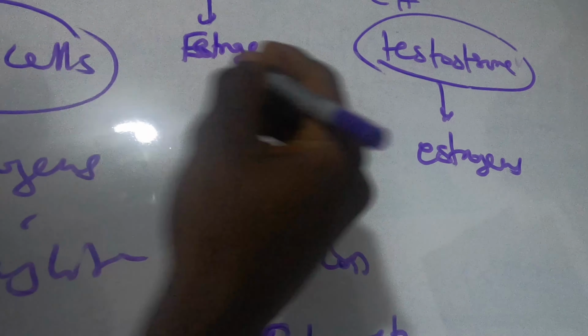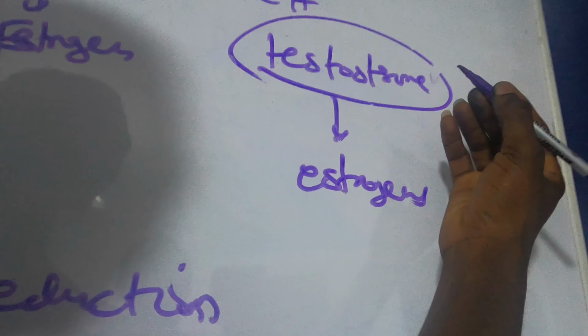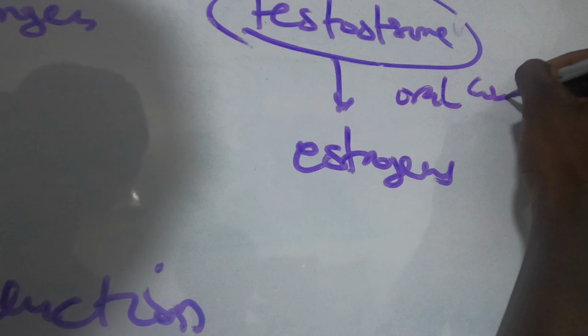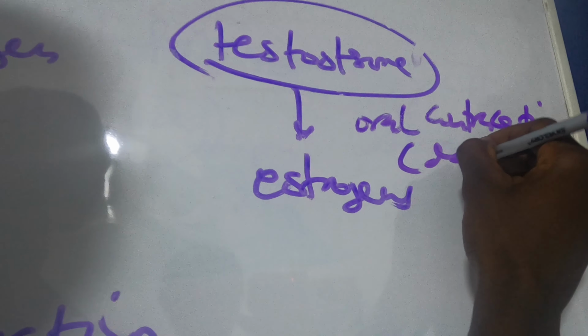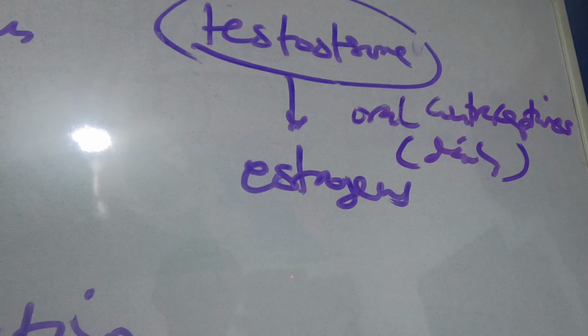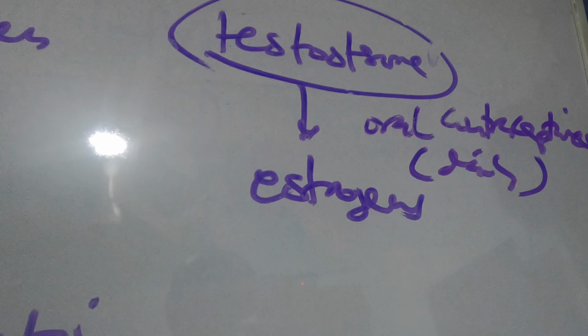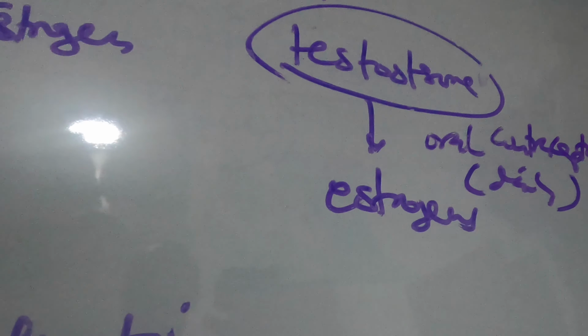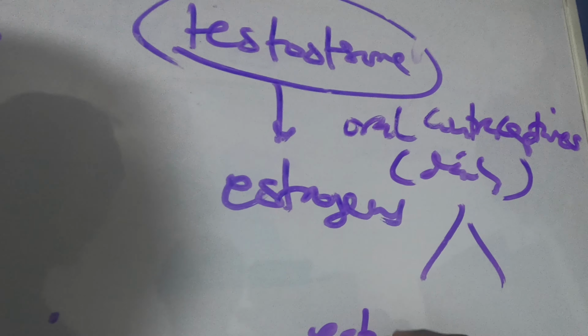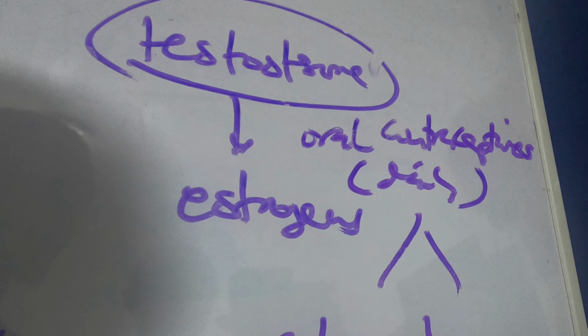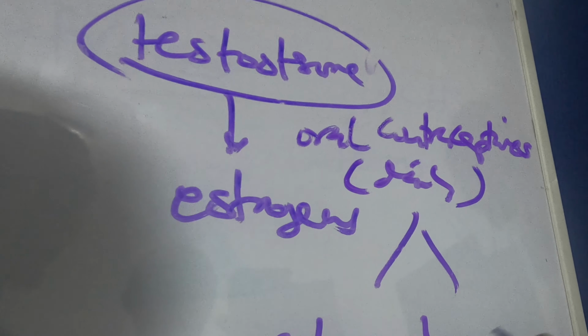And one of the main drugs that has been used over time is the oral contraceptives, the daily ones. So that's the oral contraceptive, the daily. This contraceptive has both estrogen and progesterone. Now what does this estrogen in the daily oral contraceptive do?